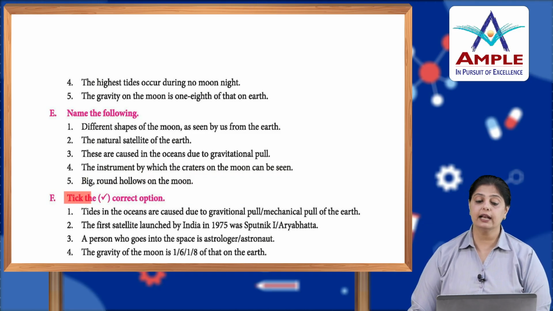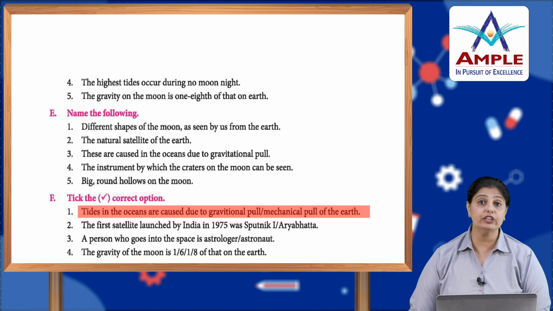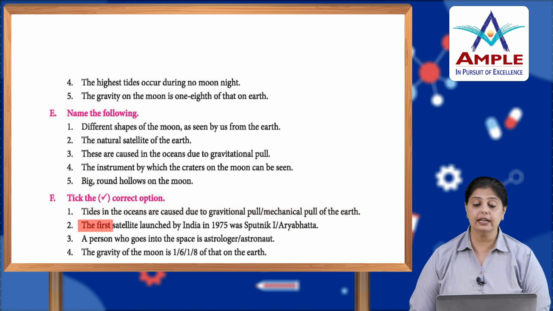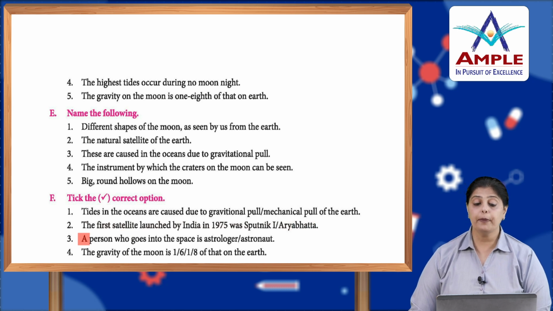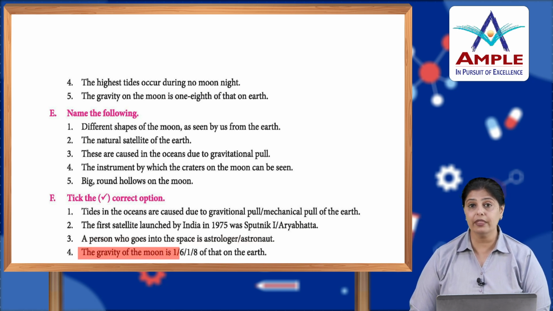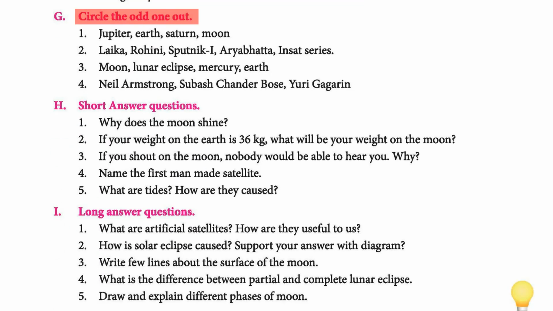Now, take the correct option. Tides in the ocean are caused due to gravitational pull or mechanical pull of the earth. It is the gravitational pull. The first satellite launched by India in 1975 was Sputnik 1 or Aryabhat. It was Aryabhat. A person who goes into space is an astrologer or astronaut. It is the astronaut. The gravity of the moon is 1/6 or 1/8 of that on the earth. It is 1/6.